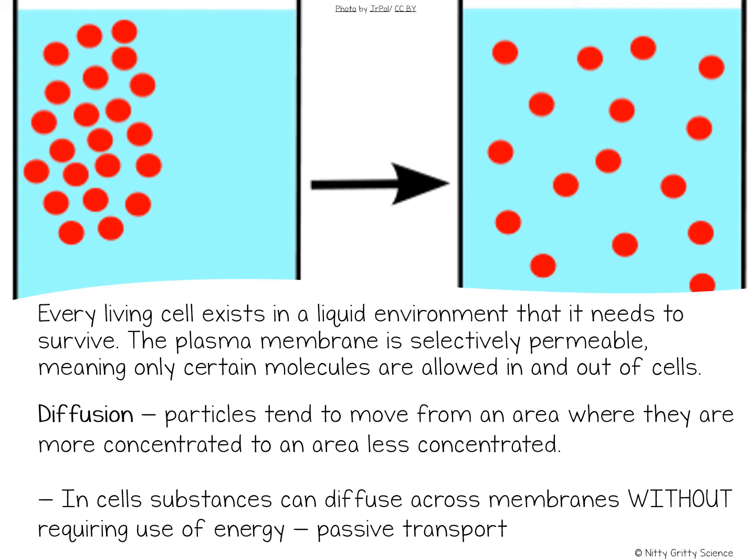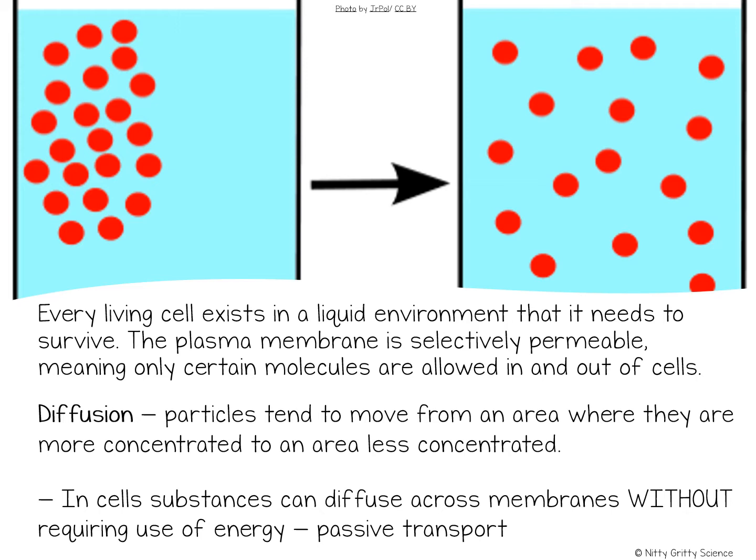Substances that can move into and out of a cell do so by one of three methods: diffusion, osmosis, or active transport. Now, diffusion is the main method by which small molecules move across the cell membrane. Diffusion is the process by which molecules move from an area of high concentration to an area of low concentration.